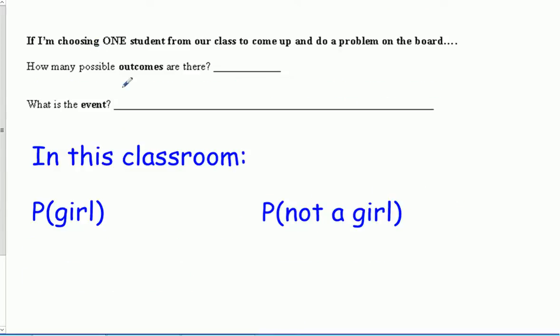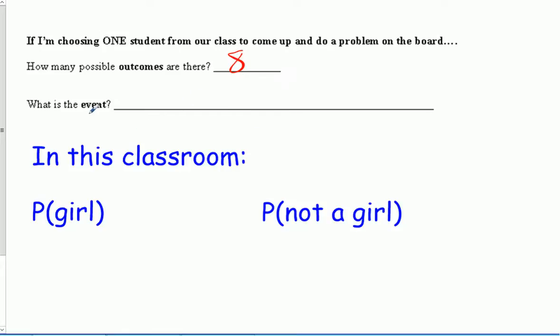So if I'm going to choose one student from our class to come up and do the board, let's just assume, because I don't know if everybody's there today, so let's assume everybody's here. Hopefully you're all there. How many possible outcomes are there? How many students could possibly come up to the board if everybody was there today? How many are there? There are 8. There's 8 of you.